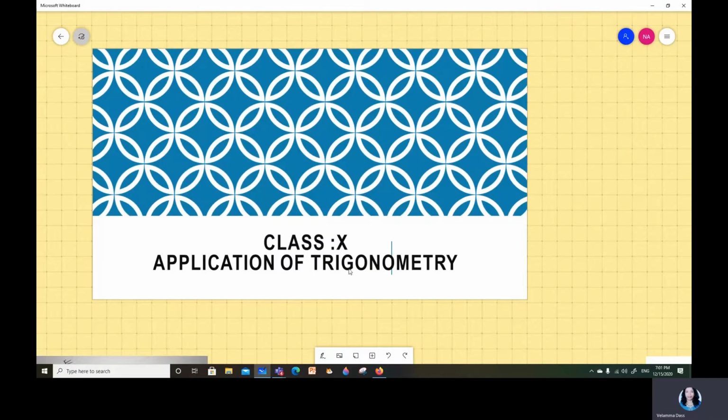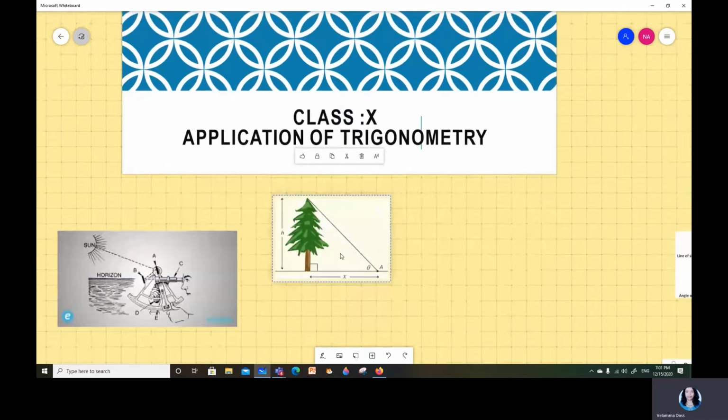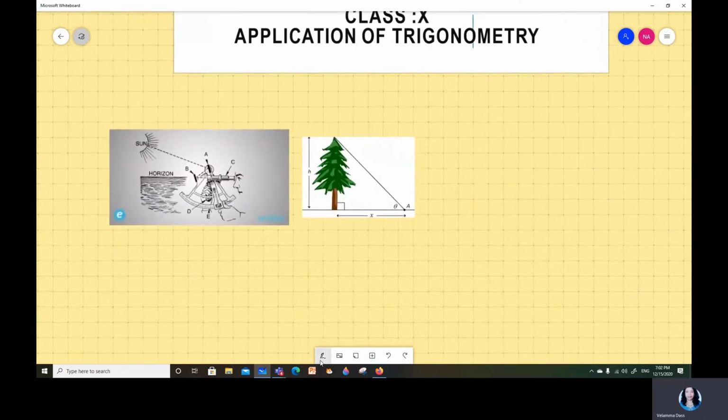Hello students, we are going to start with class 10 application of trigonometry. As you already learned in introduction to trigonometry, the meaning of trigonometry, the various trigonometrical ratios and the angles related to this. And we know that this application of trigonometry is used in practical life for measuring the height of a vertical object, or if you want to calculate the distance from the sun, where you are standing, you can calculate the distance.